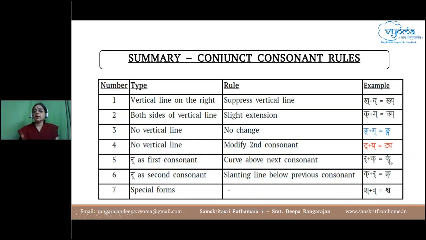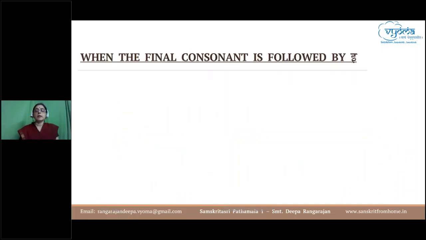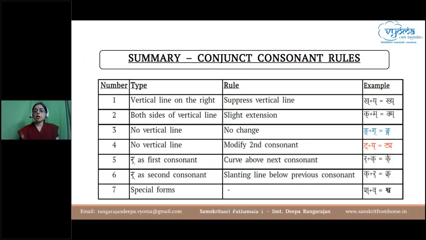Arkaha will have repha and kakara, and kramaha will have kakara and ra. So other than that, there are some special forms, especially we have shakara and nyakara, like in jnanam and lakshanam. That ksha is a special form where you cannot recognize the consonants which have combined to form that consonant.